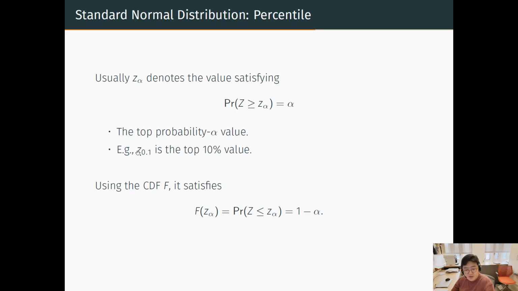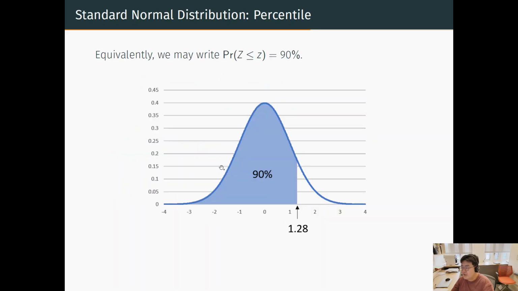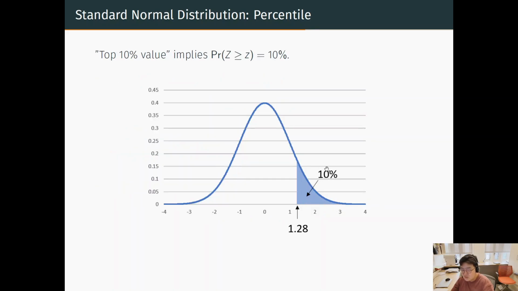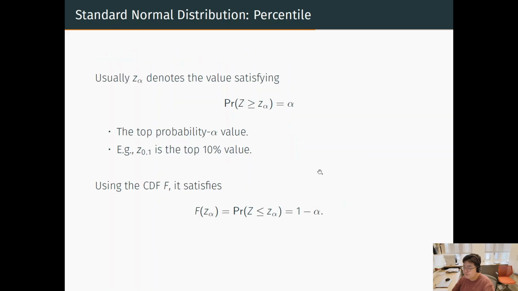So for example, lowercase z subscript 0.1 is the top 10% value of the standard normal distribution, right? So this notation is commonly used later to denote this probability, to find the value that satisfies this probability. Okay. Then, in other words, using the CDF, the CDF of z subscript alpha equals 1 minus alpha. So alpha is not the cumulative probability.